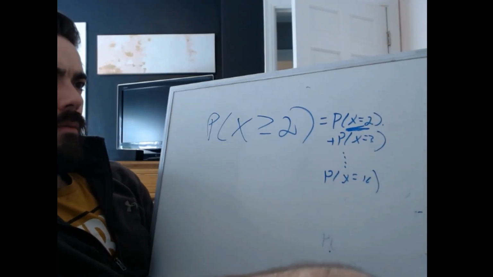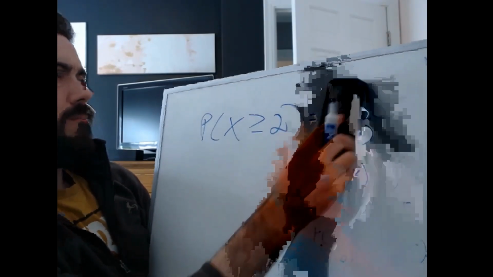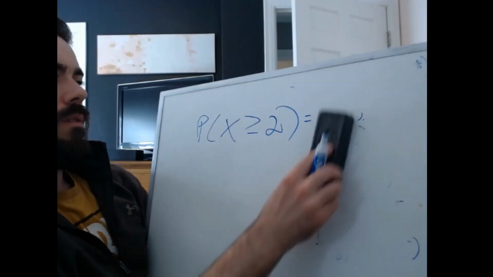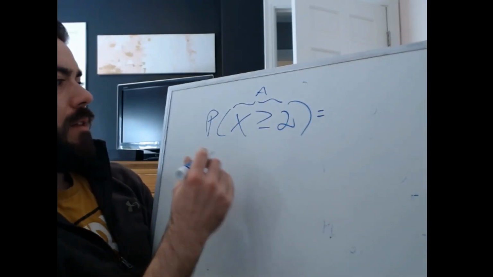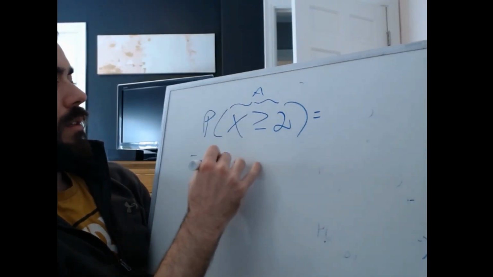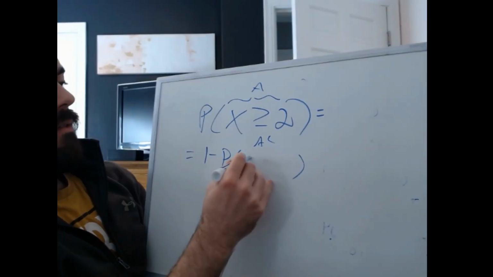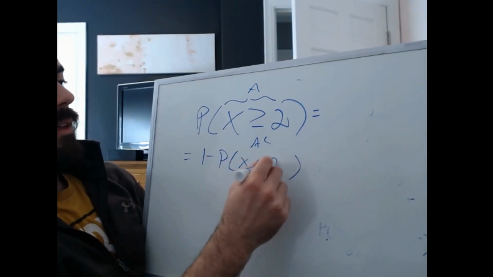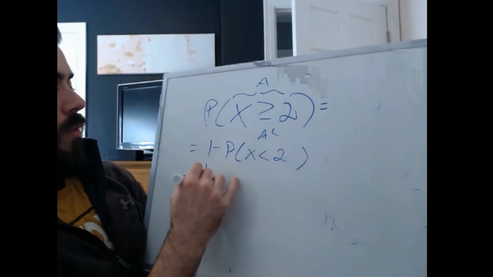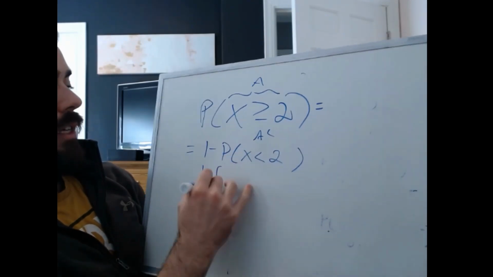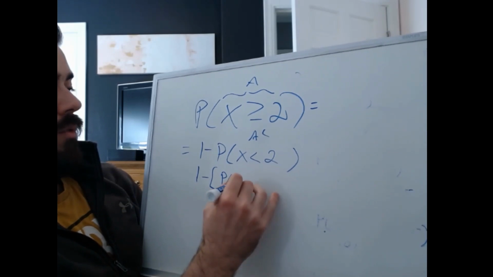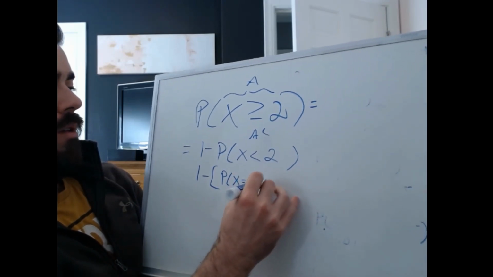So instead of doing that, what's another way I could find this? Well, if this event was A, then I know this would be equal to 1 minus A complement. So what's the complement of this event? Well, x greater than or equal to 2, the complement of that is x being less than 2. What are the only things that fit this criteria? Well, if it has to be less than 2, then it could be 1, or it could be 0.